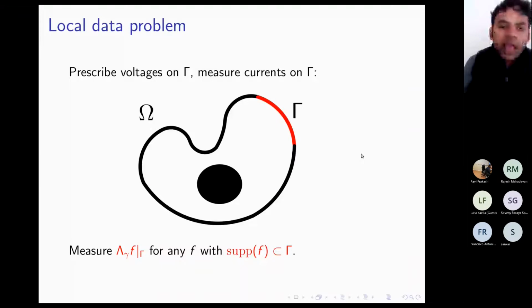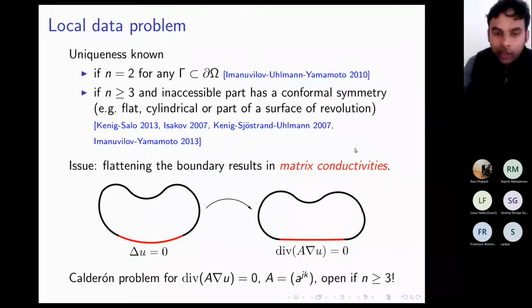And that particular problem was solved in 2 dimensions in 2010, but it's still open in n greater than or equal to 3. The known thing is that if you further assume certain boundary conditions on the inaccessible part, like if it's a part of a sphere or it's flat or cylindrical, where you can do all sorts of reflection ideas or Kelvin transform stuff like that, then probably you can. Otherwise, it's still not known. And the idea, as you can imagine, is that if you want to flatten the domain near the curved surface, then immediately we end up with an anisotropic matrix here. And as I said, in n greater than or equal to 3 dimensions, that anisotropic problem is still open. So we don't know what to do. So that's the problem.